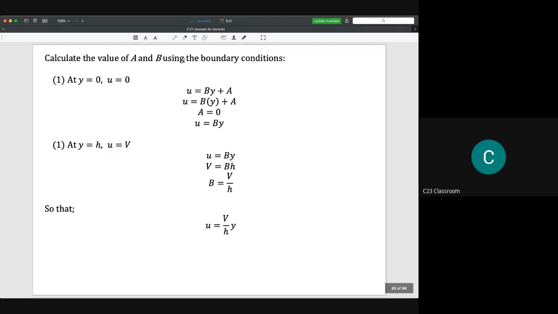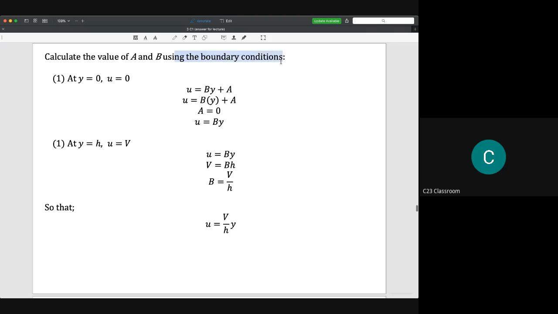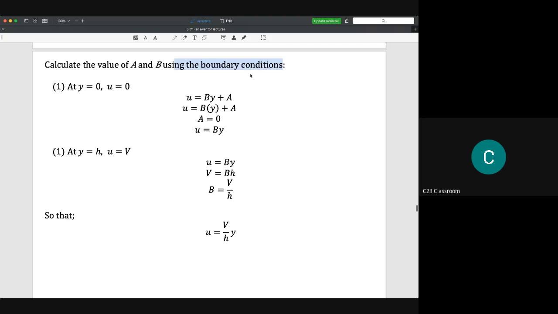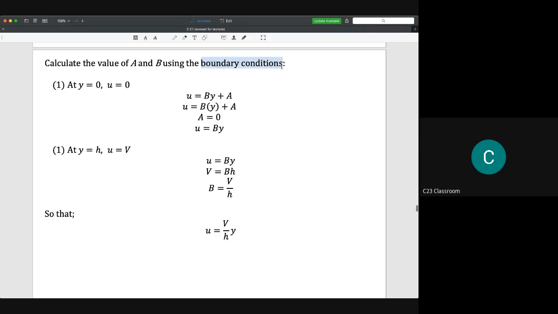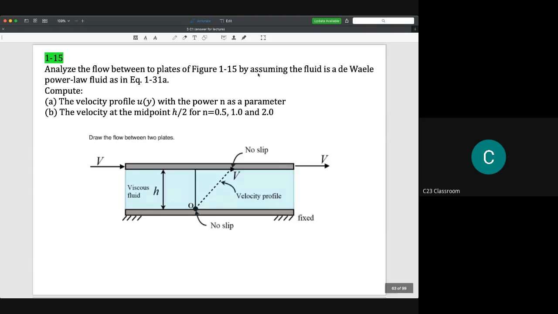So then we need to substitute with the boundary condition. The boundary condition is the condition at the boundary, so it reflects its own situation. What is the boundary in this situation? Boundary means the boundary between this fluid and other elements. In this situation, we have 2 points which have the boundary condition.